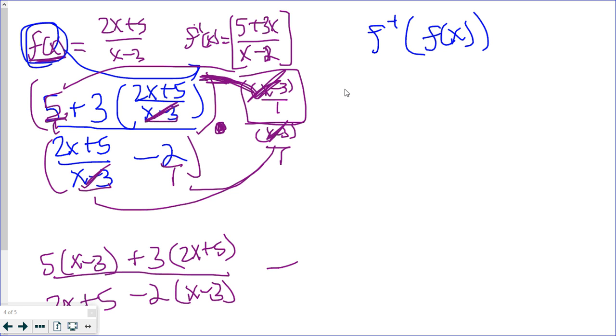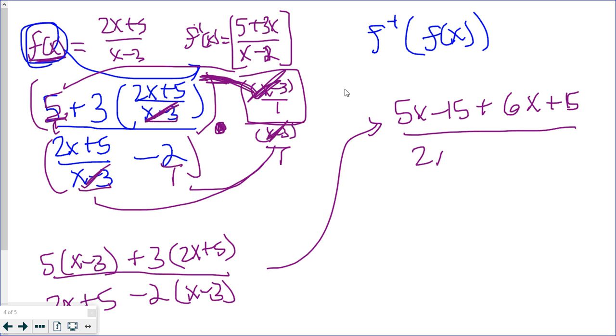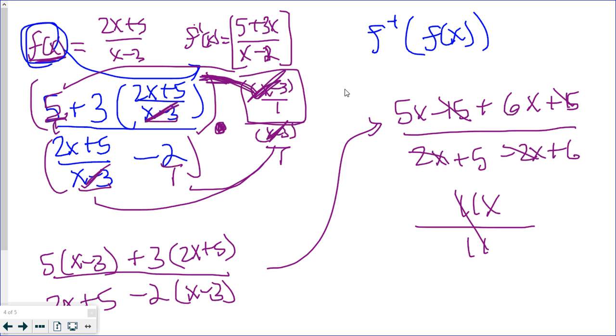Okay? And we're going to simplify again, so we're going to have 5x minus 15 plus 6x plus 15 all over 2x plus 5 minus 2x plus 6. Okay. Now we're going to see something similar as before. The 2x and the negative 2x cancel, so on the denominator I'm left with 11. On top, the negative 15 and the positive 15 cancel, and I'm left with 11x, and the 11 cancels, and it does end with x.